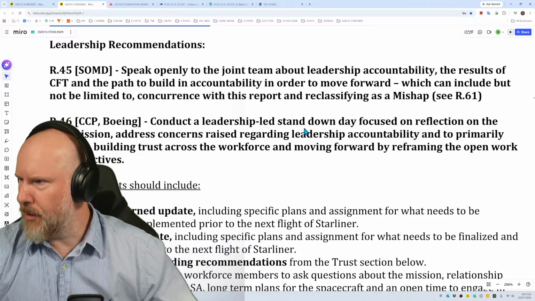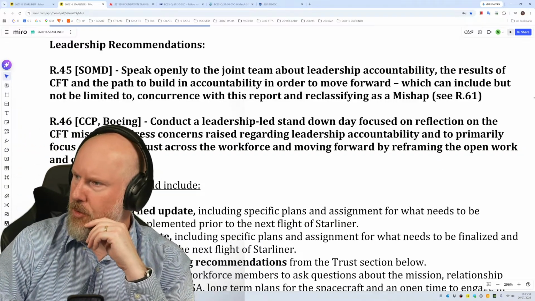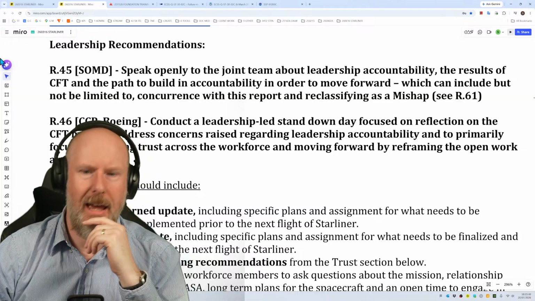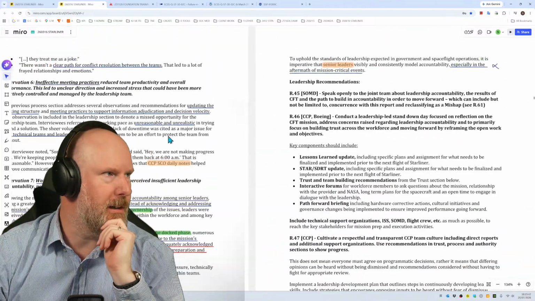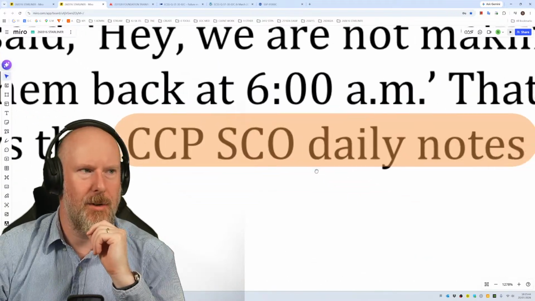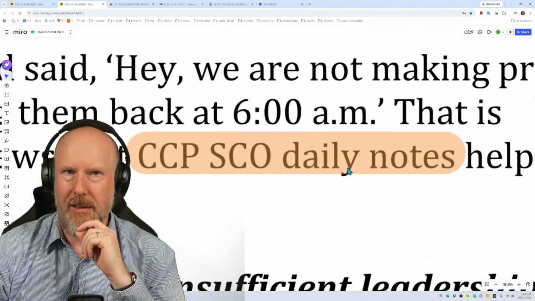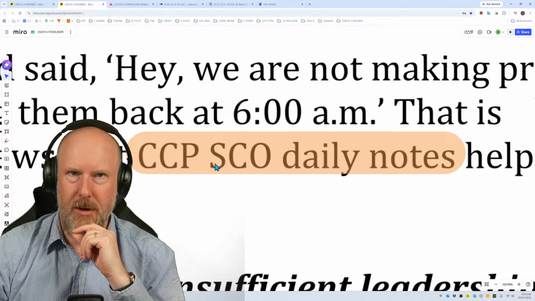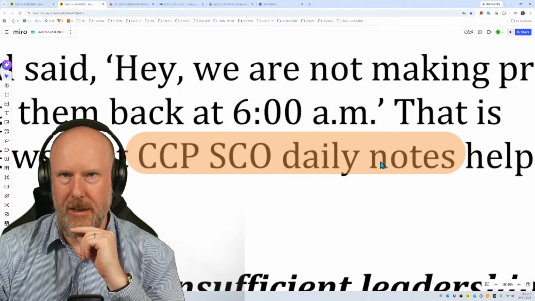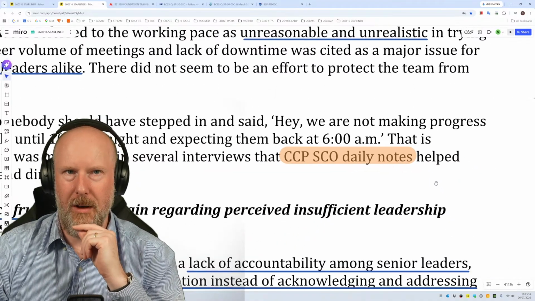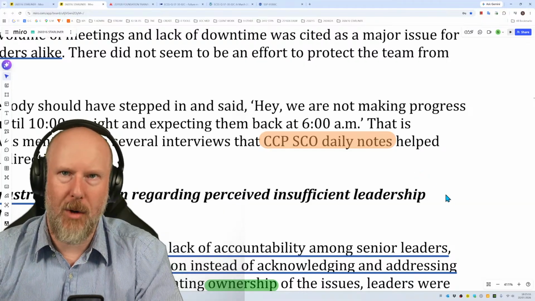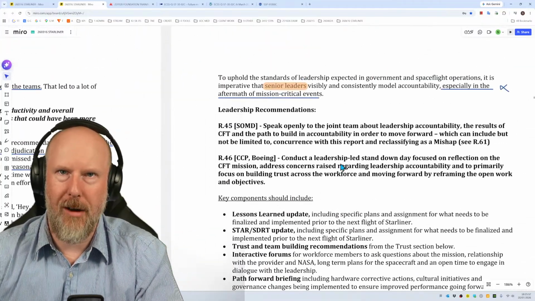Actually, let's just have a look. We've got some comments. Bert says secured for cargo aircraft, SCA. That's what we were looking at earlier, wasn't it? Oh, it was SCO daily notes. So I think it's crew commercial program, something daily notes. I'm presuming it's some kind of communication amongst people throughout the program.